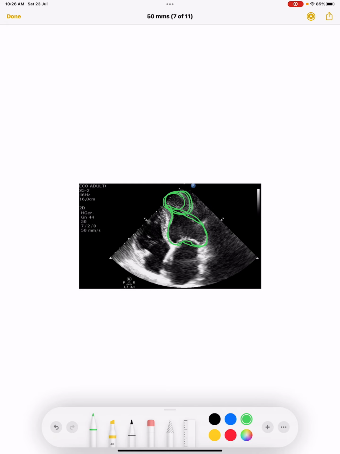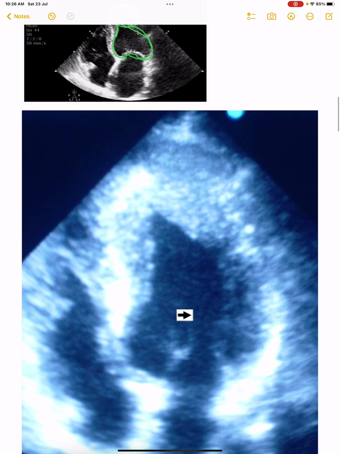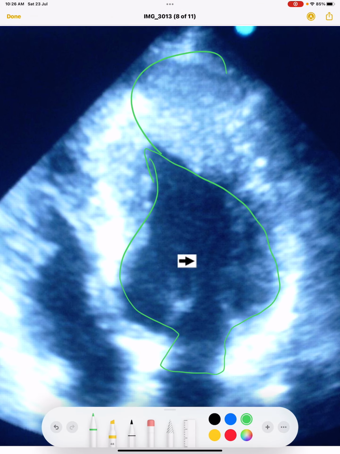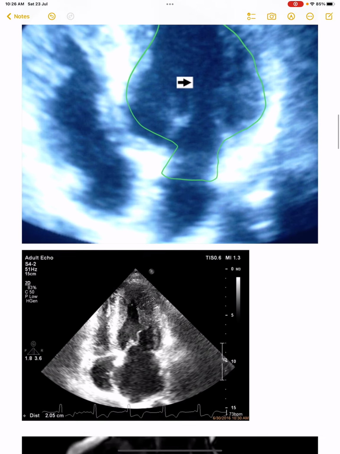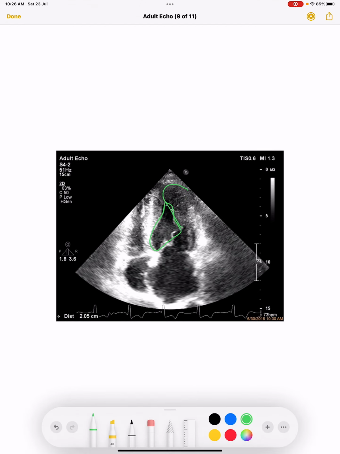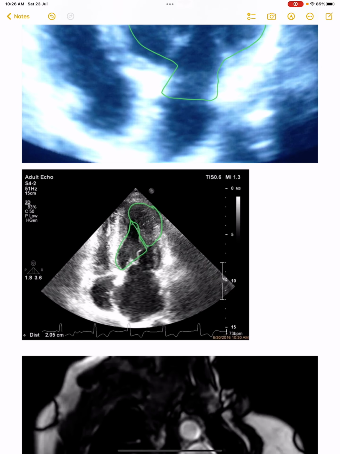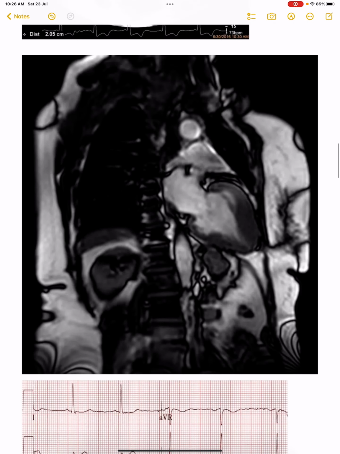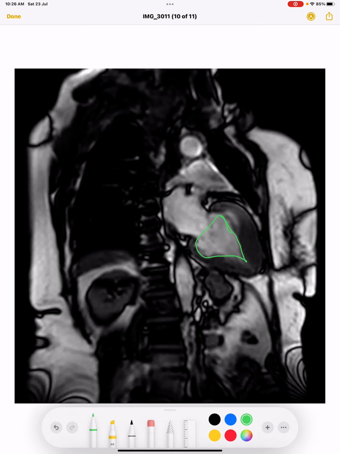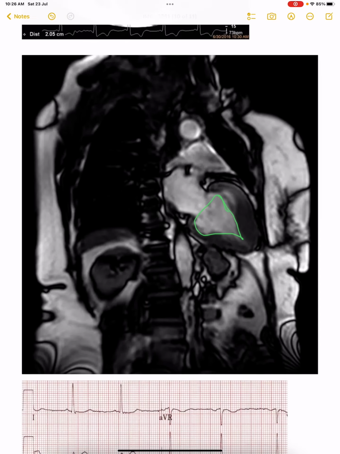This is one of the echo images. Again there is another echo image. You can see this ace of spade sign, and this is the apex, which is hypertrophied, but the septum is normal. Again this one is not very good, but a little bit of ace of spade. Again the apex is enlarged. And again this one, you can see the ace of spade sign in one of the MRI images.